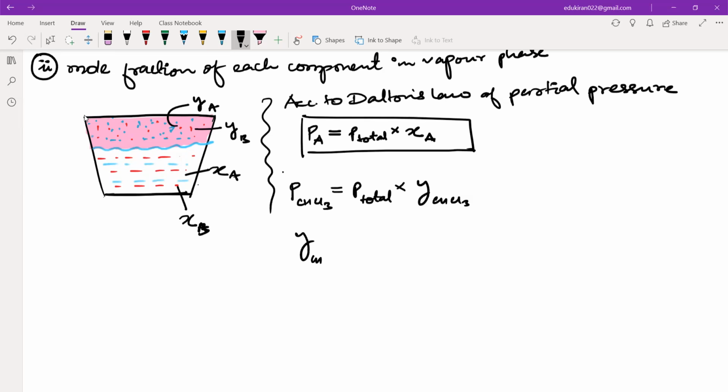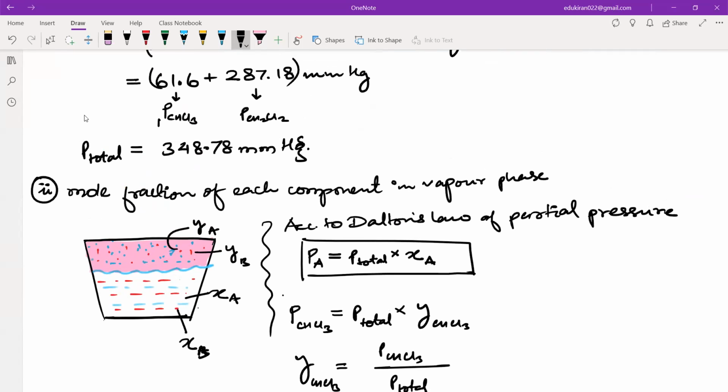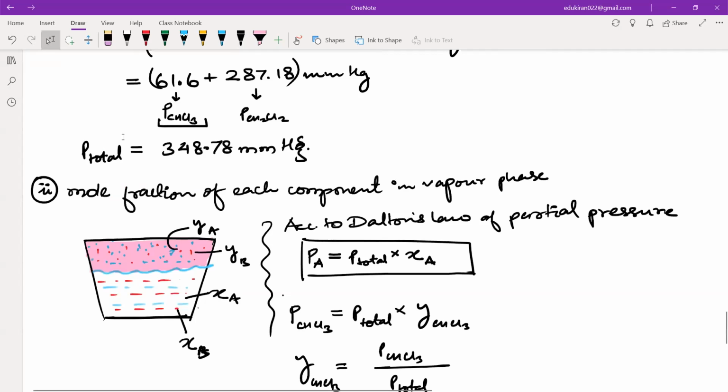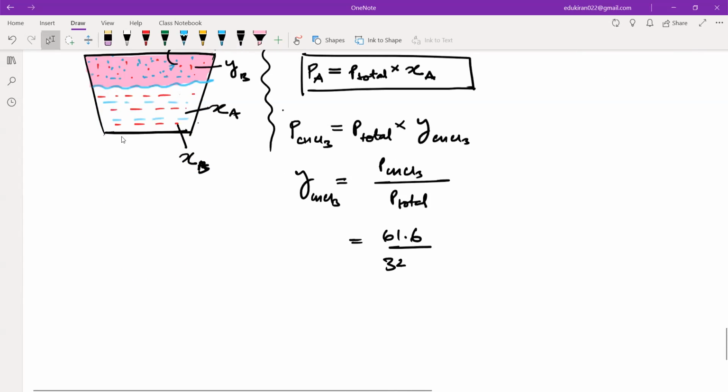So Y of CHCl3 is what we have to calculate. Y of CHCl3 will be equal to the partial pressure due to CHCl3 divided by the P total. And what have we just calculated? What is the partial pressure for CHCl3? It is equal to 61.6. So this will be 61.6 divided by the P total, which is 348.78. Now this is also in mm of Hg, and that is why both of these can be cancelled, and you will obviously get the mole fraction as a unitless quantity. So please calculate the value here.